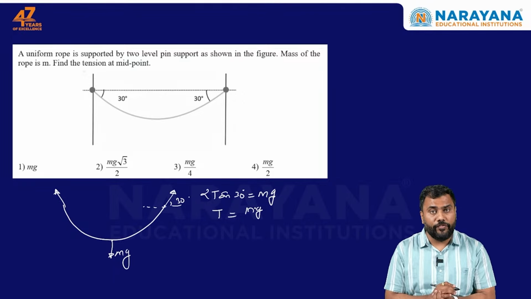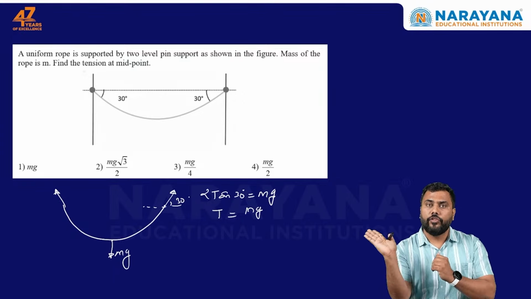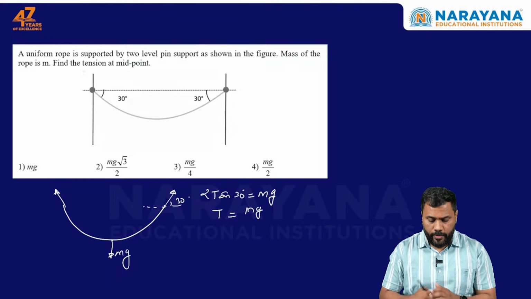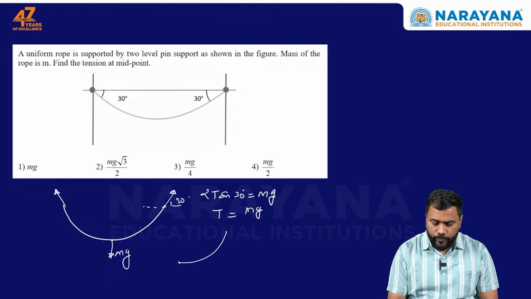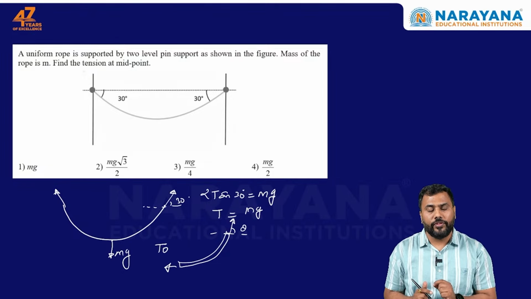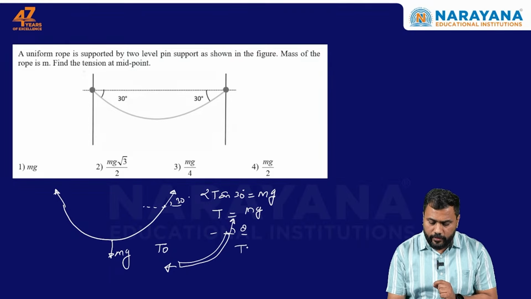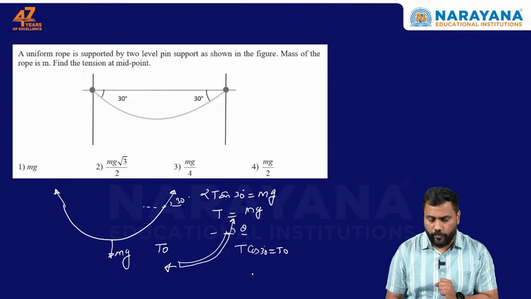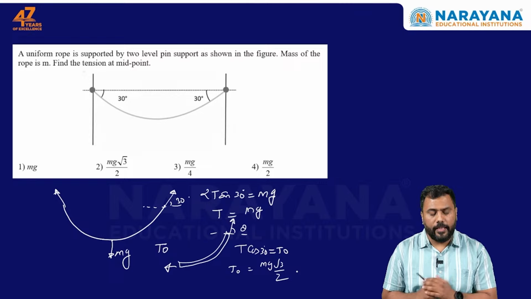Now as I know the value of tension at the two supports, I can resolve this tension in horizontal components as well. If I see the half part of the rope, the tension which is acting in horizontal direction on one section should be balanced by the tension at the midpoint, because in horizontal direction there is no other force acting on this rope. So T cos 30 degree is balancing T naught, where T naught is the tension at the midpoint of the rope. If you put the value of T which is mg and cos 30 value, we are going to get T naught equal to mg into root 3 by 2. Hence the correct option is option number 2. Let's go to next question.